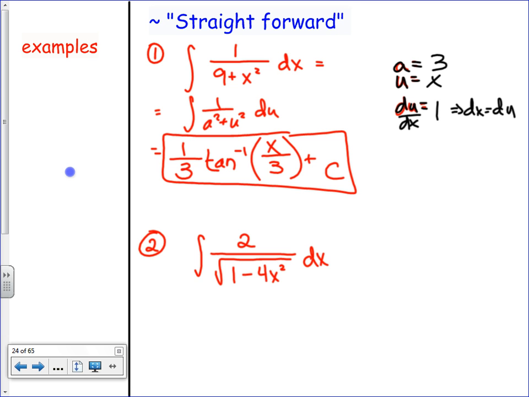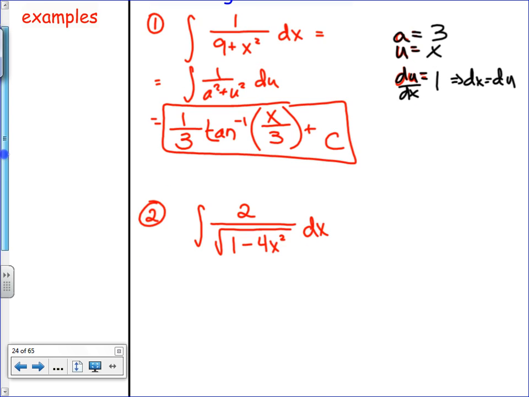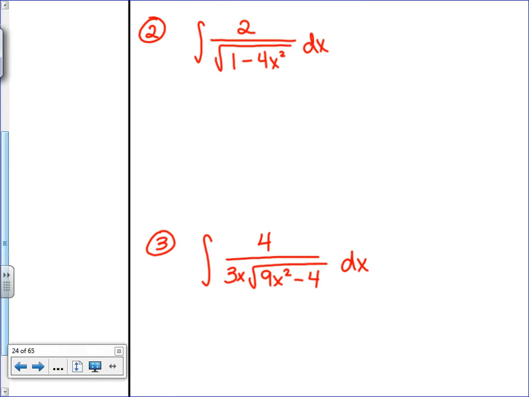Kiddos, number 2, what is u? You have your forever card, use it. What's u? 2x. There you go. How'd you see it, Jezreel? Square root of 1 minus who squared? Who squared? 2x squared, right? So therefore, if I let my u be 2x, guys, what rule am I trying to use? Inverse sine, good. What's a?